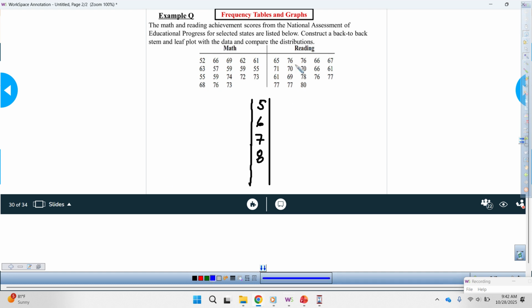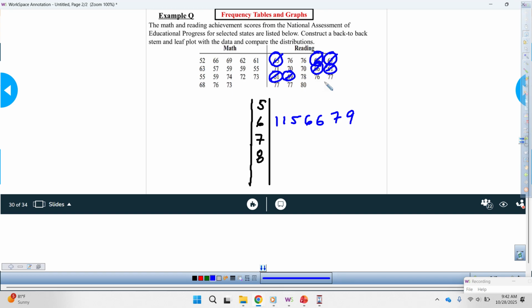All right, let's start with reading. I'm going to use blue for reading. Are there any 5s? No. 6s. Let's see. We got 65, 66, 67, 66, 61, 61, 69, and that's it. So what is the lowest one? 61 twice. Cross them out. 65. Cross it out. 66 twice. 67. And 69. Done.